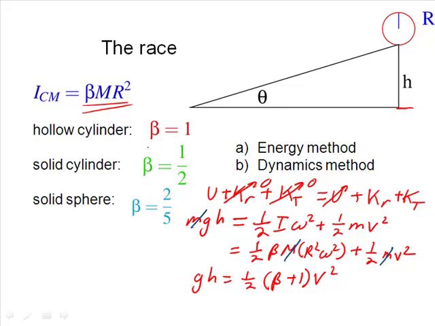So the ones with the highest betas, hollow cylinders for example, will get there latest. The ones with the lowest beta, solid cylinder, will get there first. There are other tricks you can play with it. For example, if you were to roll a soda can down, well, with a soda can, the outside part of the can is in fact a hollow cylinder, and you would expect it to go slow. In fact, an empty soda can will go very slow.